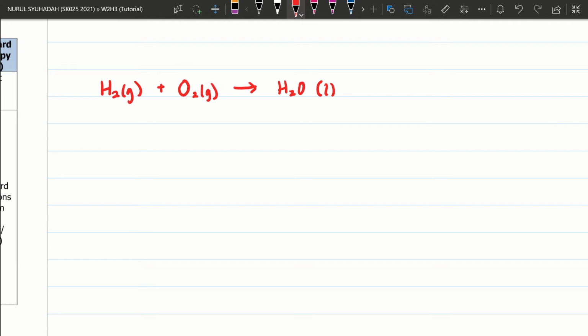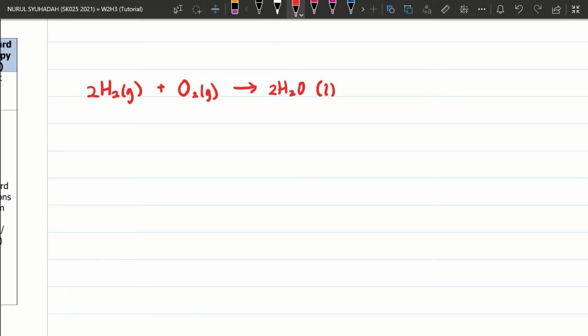Okay, you need to balance this equation. Usually what you will do is put the number 2 here and then put 2 H2 over here. Sorry, you cannot put half H2 here. So you have 2 H2 plus O2 to produce 2 H2O.